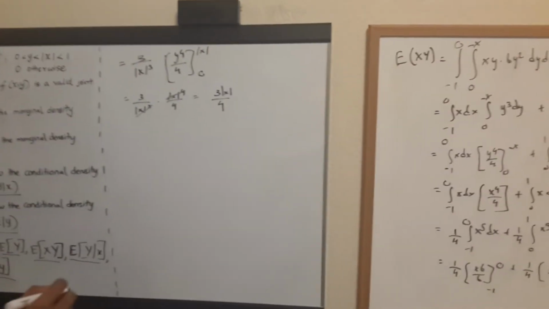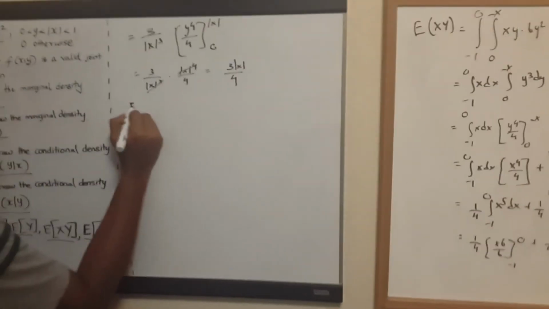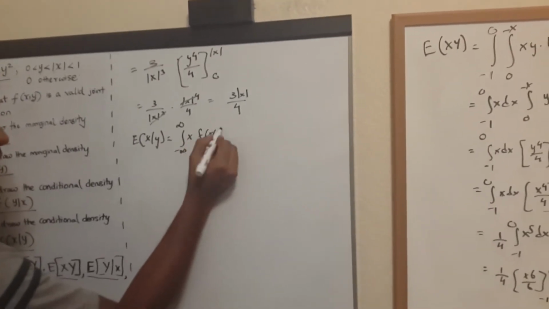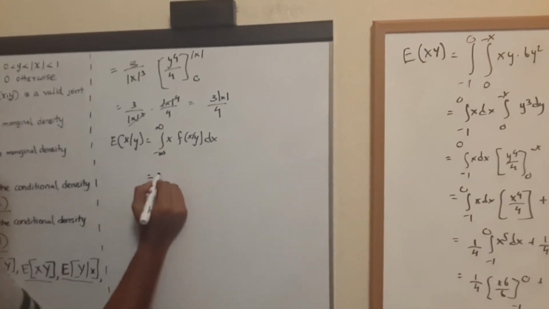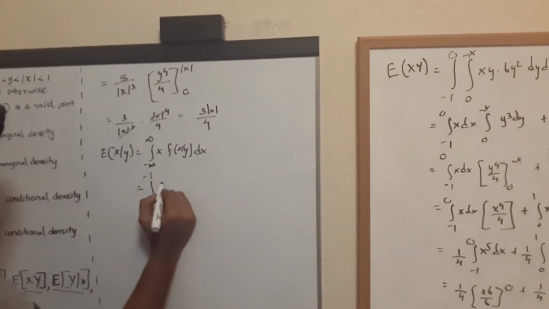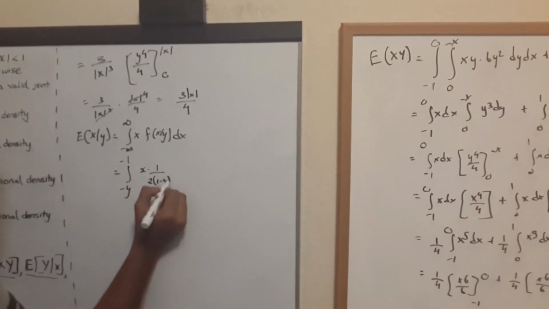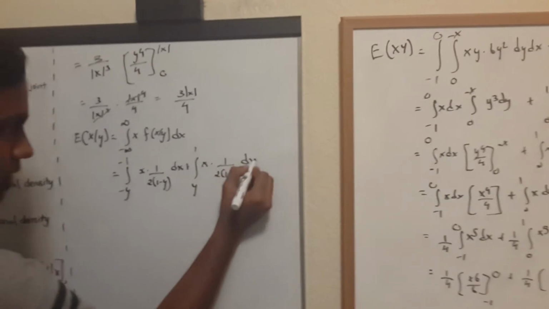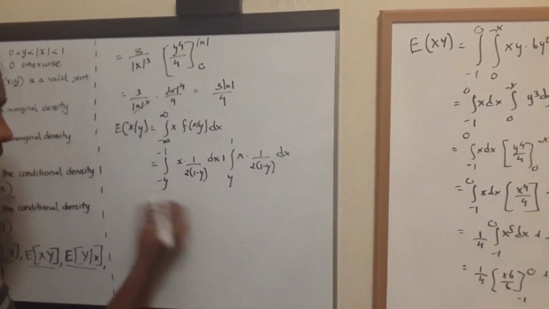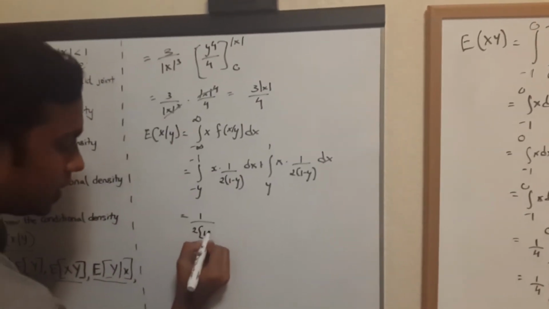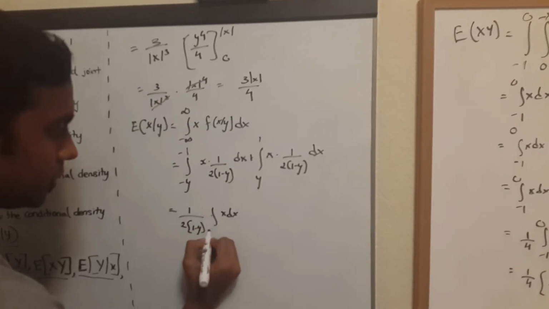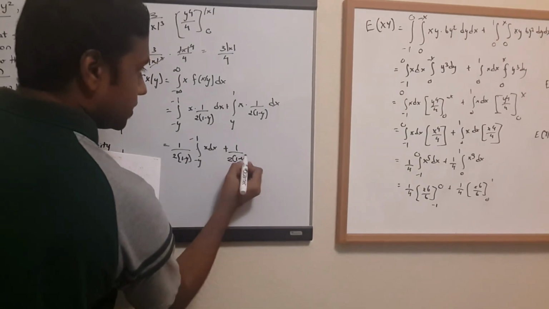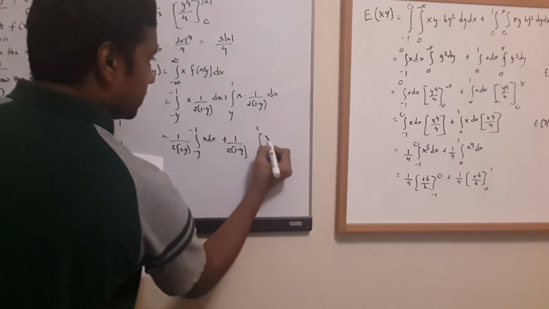And for the last subdivision, E of x given y, which is the integral from minus infinity to infinity of x f of x given y dx. So which results in the integral minus 1 to minus y, and minus 1 to... x into 1 by 2 into 1 minus y dx, plus y to 1 x into 1 by 2 into 1 minus y dx. So by taking the unwanted terms outside, we take 1 by 2 into 1 minus y, we get x dx of limit minus 1 to minus y, plus 1 by 2 into 1 minus y integral y to 1 x dx.